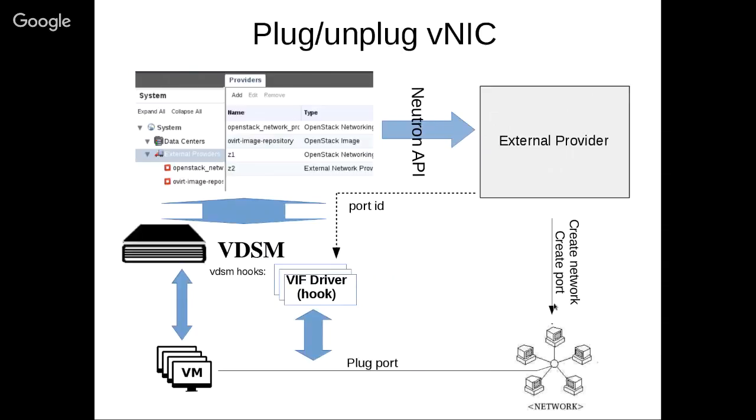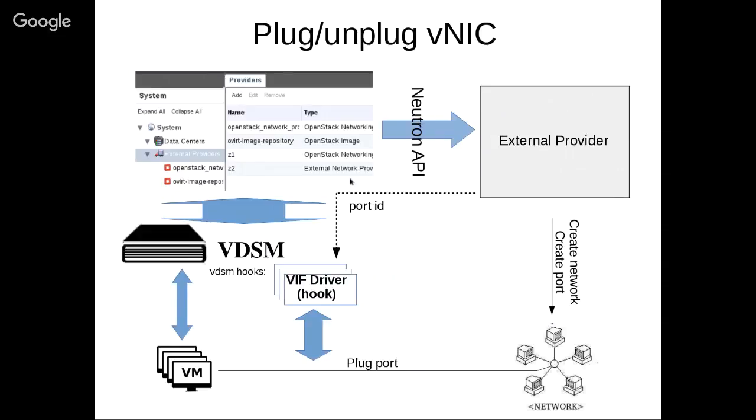The next step is to create a port on this external network. The user does this by creating a VNIC on a VM. The oVirt engine issues a request to the external provider to create the port. The external provider creates the port, returning the port ID to the oVirt engine.